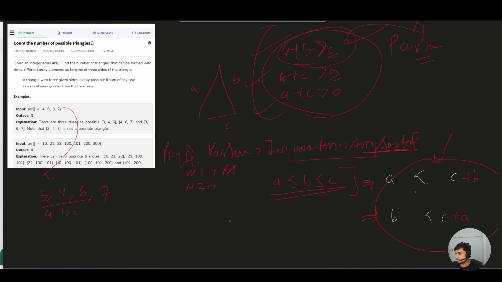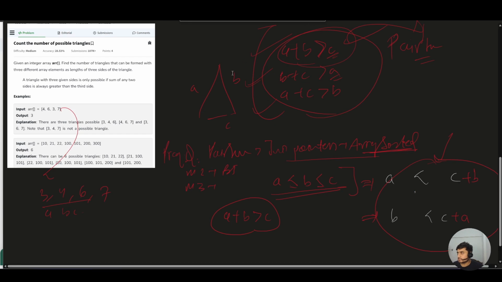The only condition we need to check now is that A plus B should be greater than C. This condition has not been checked. Why this inequality? हमें बस ये check करने की जरूरत है, right? So there goes our two pointer technique.